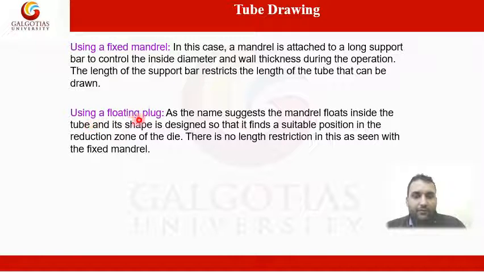In the case of a floating plug, as the name suggests, the mandrel floats inside the tube and its shape is designed so that it finds a suitable position in the reduction zone of the die. There is no length restriction as with a fixed mandrel.